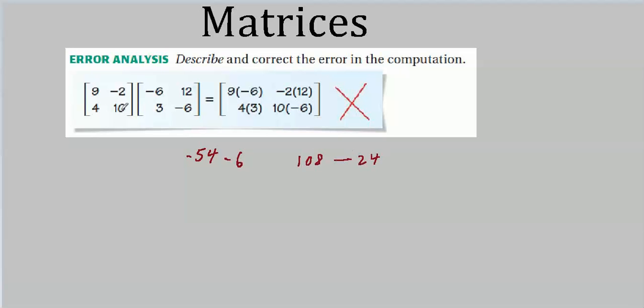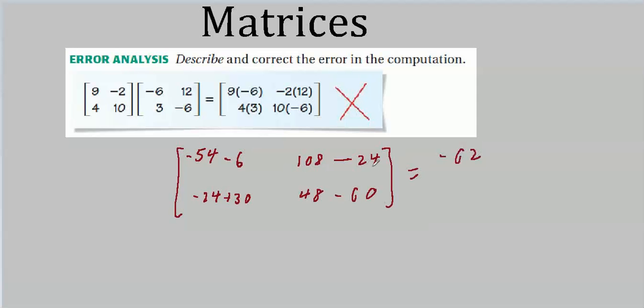And down here, lower left entry, 4 times minus 6 is minus 24, plus 10 times 3, that's 30. And then 4 times 12, that's 48. 10 times minus 6, minus 60. So we got, I think that's minus 62.